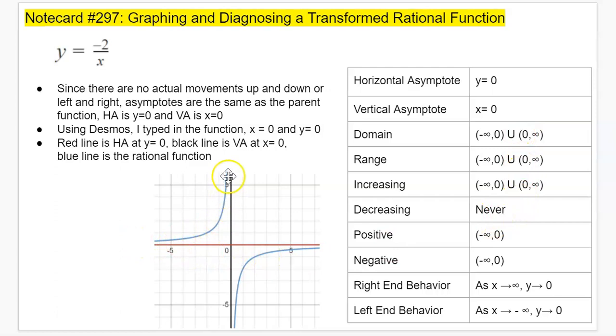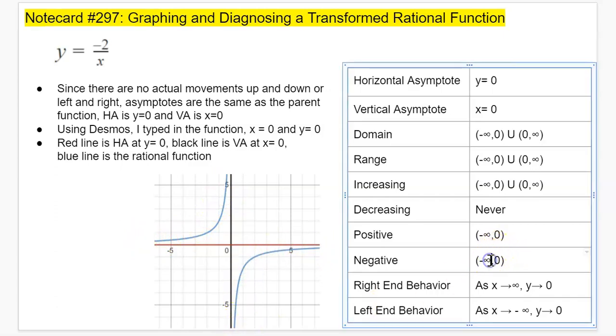It's positive here in this branch in the second quadrant, so -infinity to 0. It's negative in this branch in the fourth quadrant. So, ooh, I need to fix that. 0 to infinity. Okay, so that's negative. And then my right-hand behavior, this is just going to be my horizontal asymptote, which is 0. As x's get bigger, y's go to 0, and as x's get smaller, y goes to 0. So there you go. Good job.